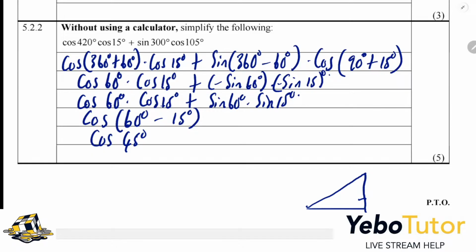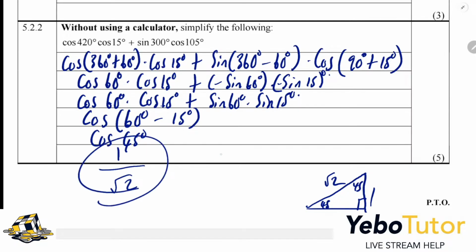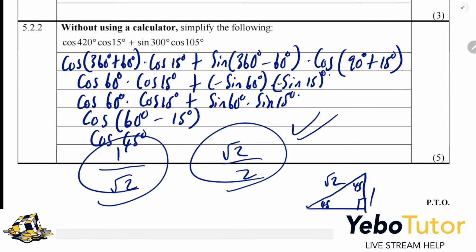Okay, so this is your 90, this is your 45, this is your 45, this is your square root of 2, this is your 1, 1. So this will be equivalent to 1 over square root of 2, or it's just square root of 2 over 2. But this one shows that you've used your calculator, and I think lately they are marking that as well. You can just use one of the two. These two are equivalent to each other.